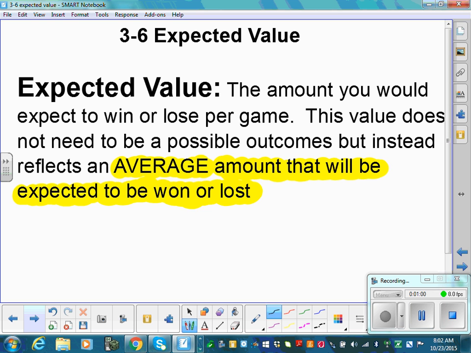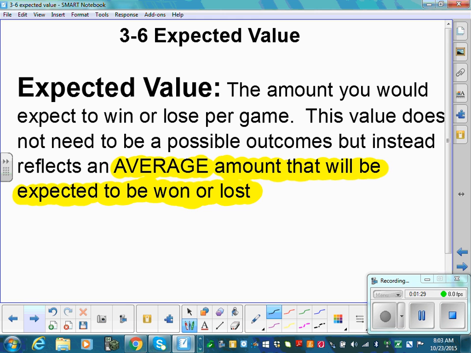Now, once again, this value does not need to be a possible outcome, but instead reflects an average amount that will be expected to be won or lost. So once again, this is not a probability. This is an average amount we're going to be expected to win or lose. We will use probability with this, though. So hopefully you understand just what expected value is. I expect to win about $20 or whatever. So we'll get to that.